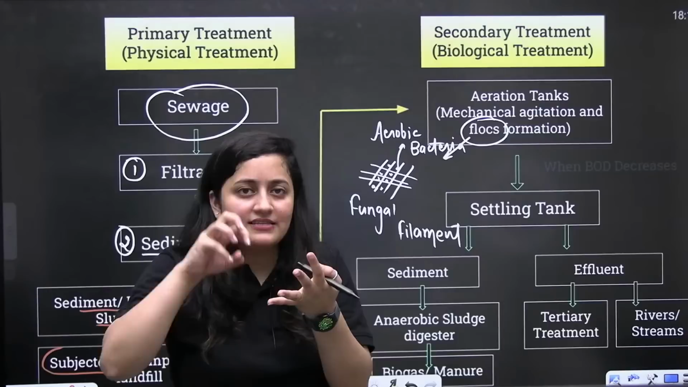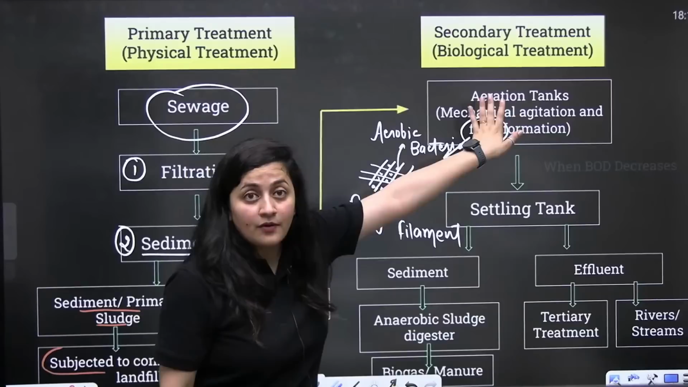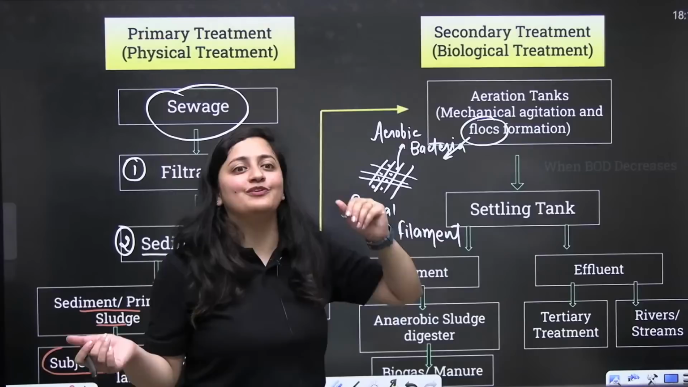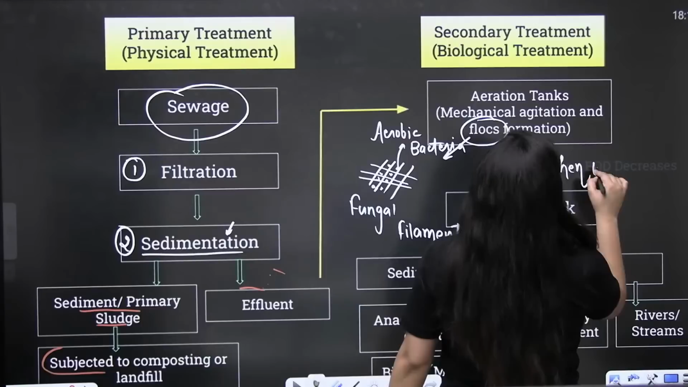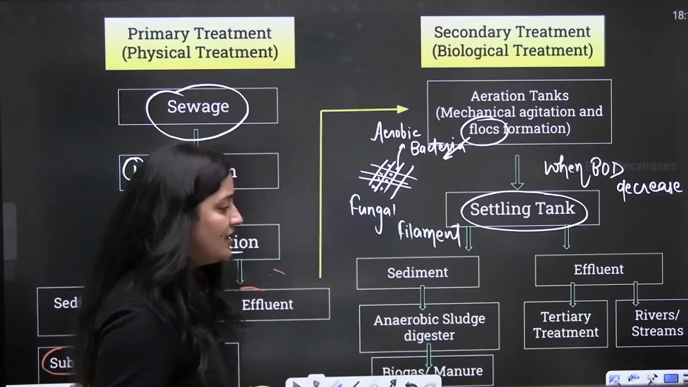Some mesh work is there. In that mesh work, fungal filament and aerobic bacteria are present. They are going to feed on that organic matter. They will degrade that organic matter. So obviously after that, what is going to happen? BOD will be less. So when BOD decreases, we are going to pass it to the settling tank.